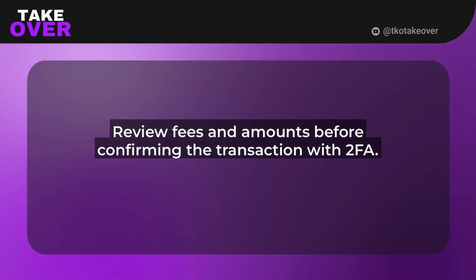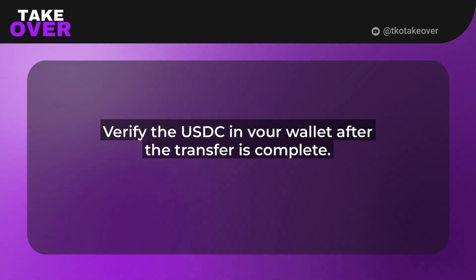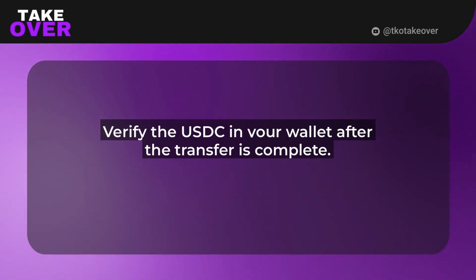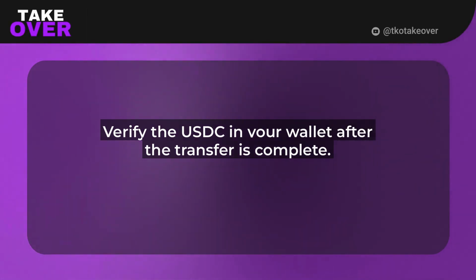Step 5. Hit confirm. You'll likely need to verify with two-factor authentication for added security. Once processed, your USDC should appear in your wallet almost instantly on fast networks or within minutes on others. Finally, always double-check your balance and transaction history to ensure everything went smoothly.